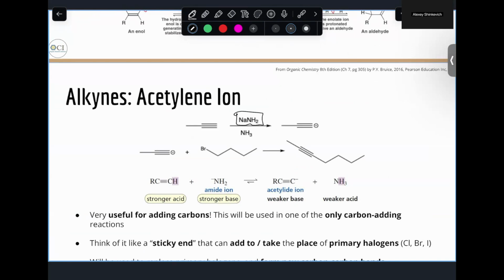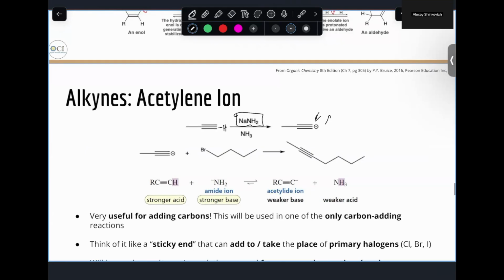What that does is it deprotonates the end of the alkyne. So this has a hydrogen here, and NH2 takes that hydrogen. NH2 is a very strong base, R2N minus, very strong. So it's going to take that hydrogen away. And this thing, think of it like a sticky end. It's just going to pick stuff up. It's a very good nucleophile.